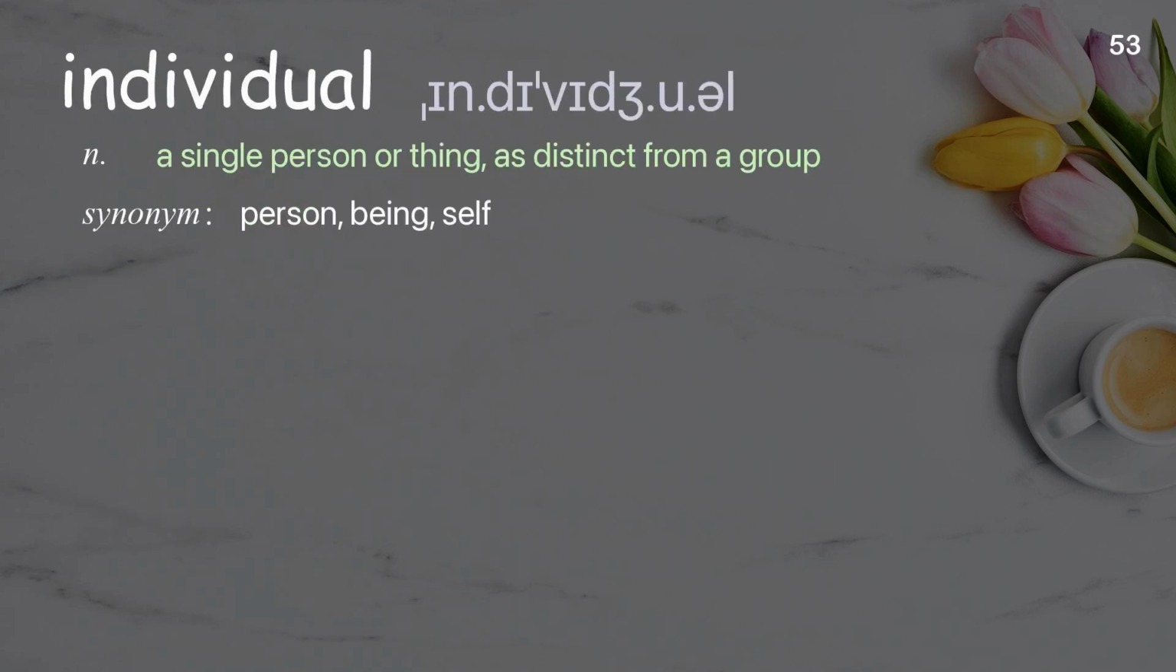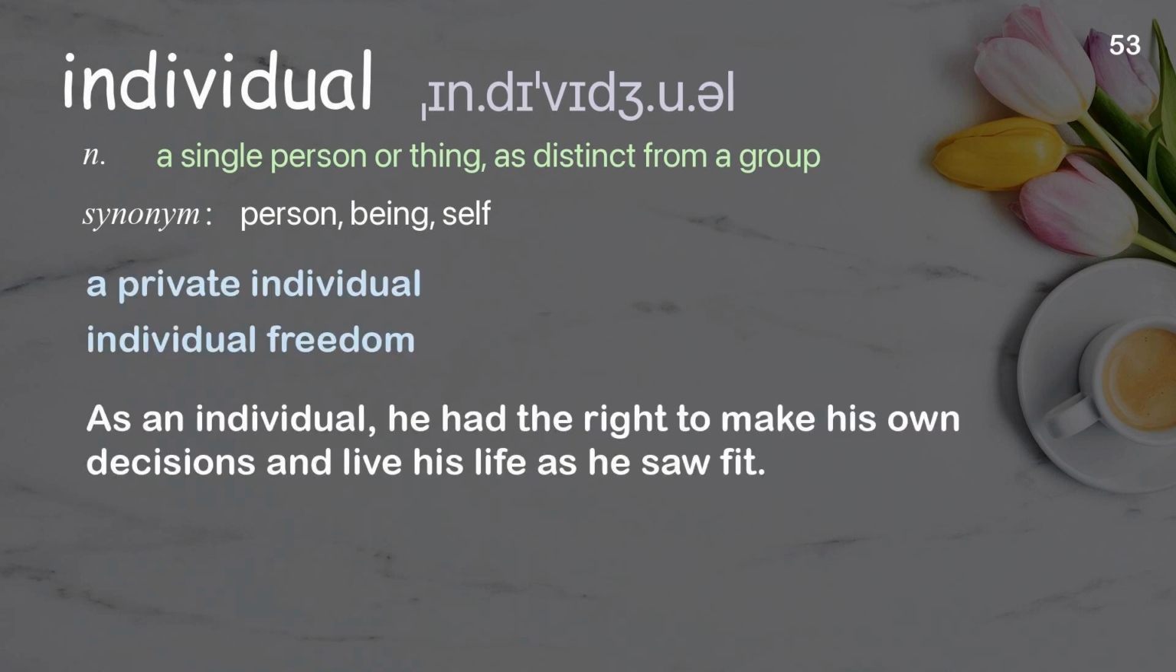Individual. A single person or thing, as distinct from a group. Examples: A private individual, individual freedom. As an individual, he had the right to make his own decisions and live his life as he saw fit.